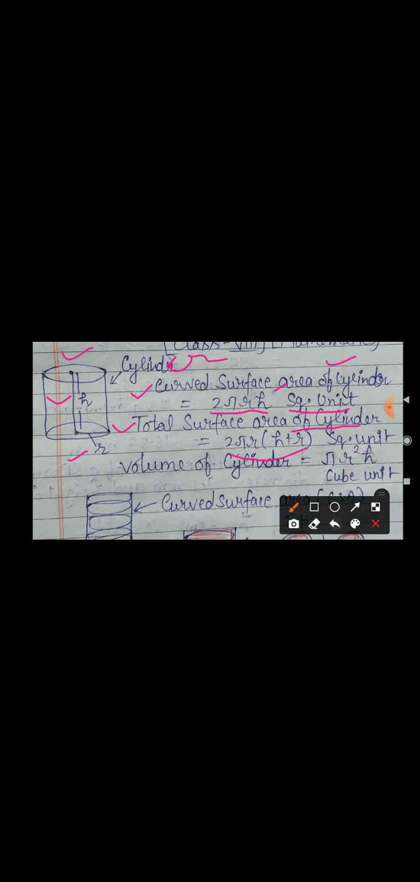Now we have to explain the volume of a cylinder. The volume of a cylinder formula is pi r square h, and the unit of the volume of a cylinder or any type of shape is cube unit. Now we have to explain the meaning of these things and how we have to solve them.